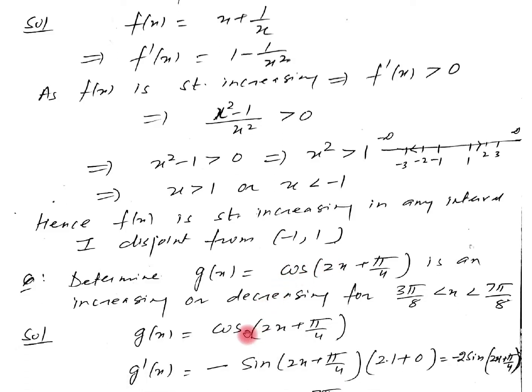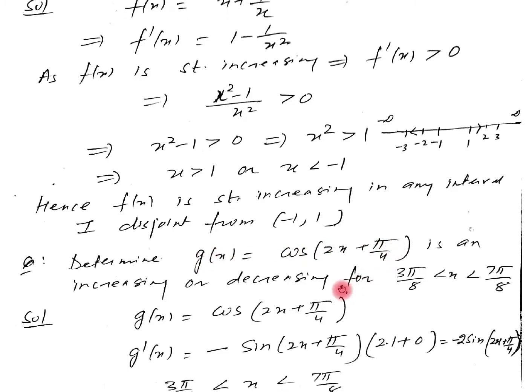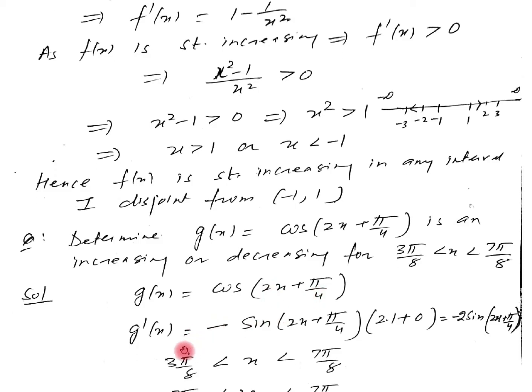Now again the question here: g(x) equals this. Is it increasing or decreasing in this interval? We have to determine whether this is increasing or decreasing. Again g(x) is given. We can find out the first derivative. g dash x, the derivative of cos is minus sine (2x plus pi by 4) into the derivative of this, 2 into 1, plus the constant term's derivative is 0. Then this is equal to minus 2 into sine (2x plus pi by 4).